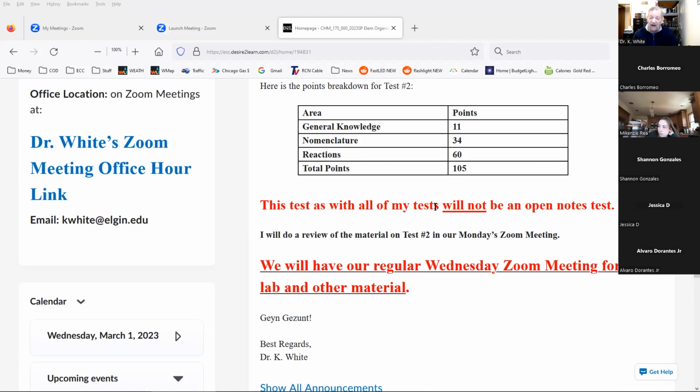This test, like all my tests, will not be an open notes test. I have put things in the test so I can know if students do that, and I'll do what's in my syllabus. That's called cheating. Please don't.